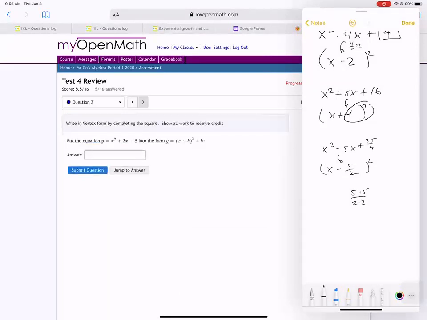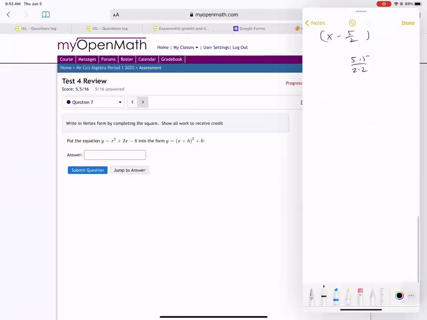Okay, now we're at the completing the square section. Write in vertex form by completing the square, show our work to receive credit. Okay, so this is a level 1 problem, x squared minus 2x minus 8. Let's go ahead and complete the square. We're going to bubble up. Since it's level 1, we can just go ahead and go into bubbling up.